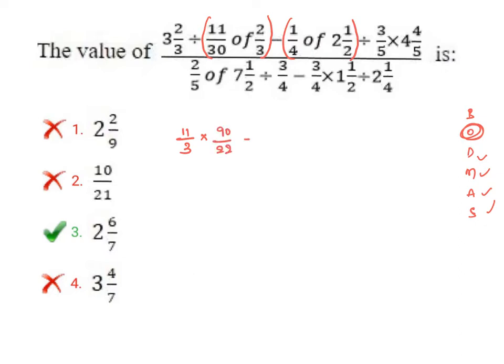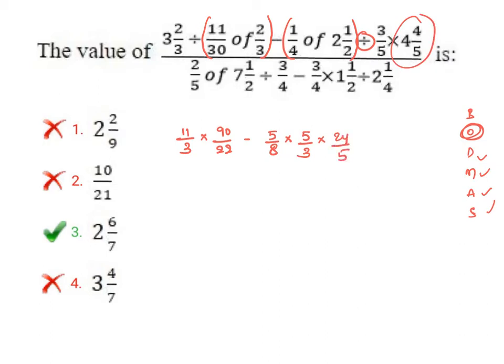Then after you have minus. Then 1 by 4 into 5 by 4. So that is 5 by 2. That becomes 5 by 8. Division becomes, if you reciprocate it, it will be 5 by 3 into 24 by 5.